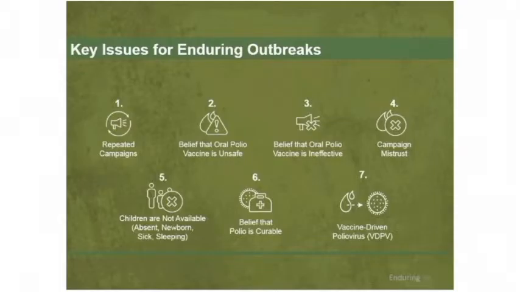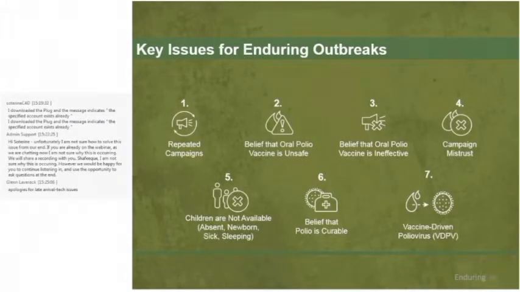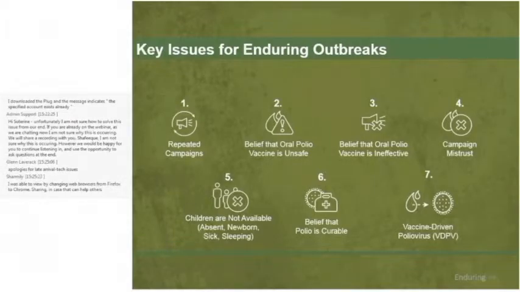In some areas, there's still the belief that oral polio vaccine is unsafe. It's going to cause a problem in the family. It's a way to sterilize the children, those kinds of beliefs. You may have beliefs that the vaccine is ineffective. Even if you vaccinate, somebody's going to get polio. There's campaign mistrust, either people not liking the workers, or there's something they don't understand, or some experience they may have had in the past that may be influencing their decision or their perception of why they don't want their children vaccinated.